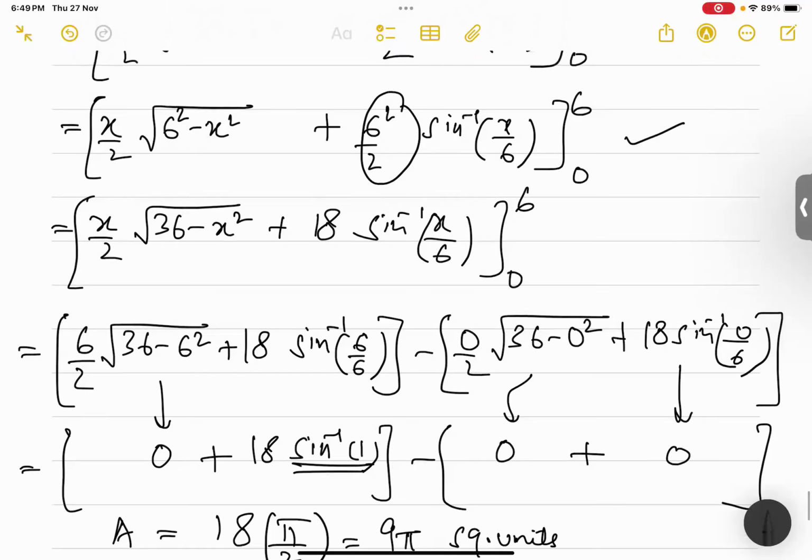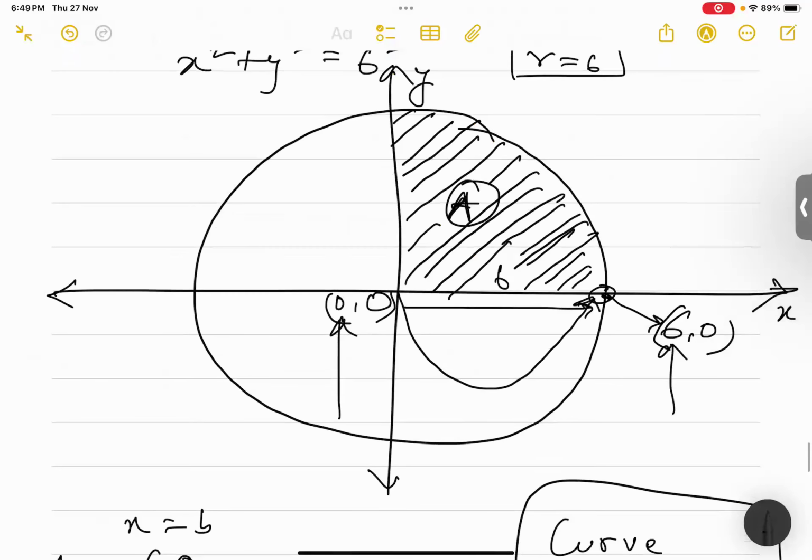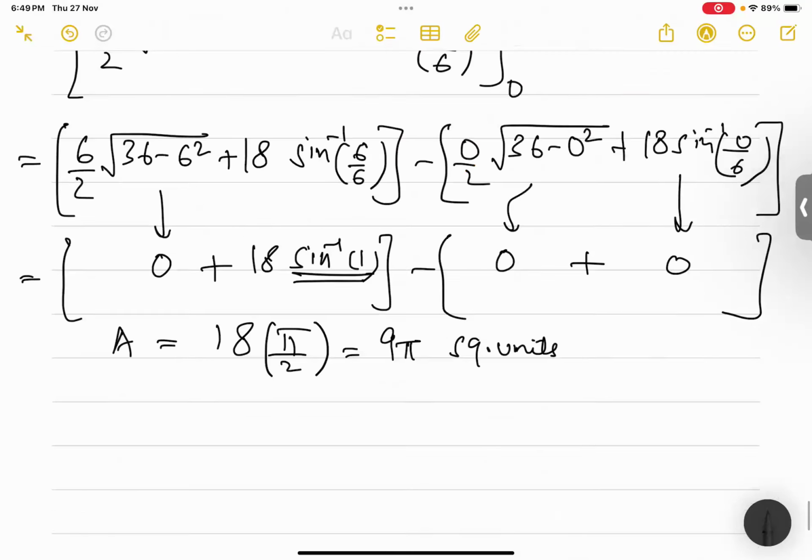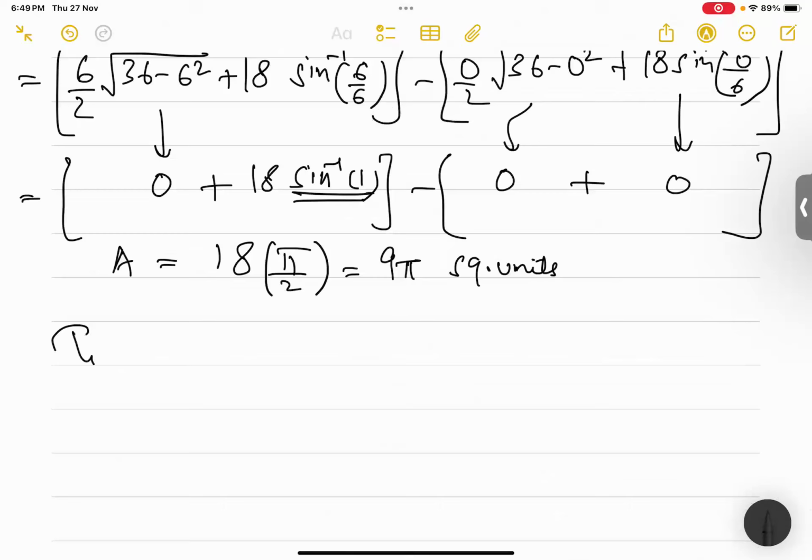Now look at this particular diagram. We require the area of the entire circle. We just have calculated A. So can someone tell me how to calculate the area of the entire circle? 4A, correct, because the diagram is symmetric. So total area is 4 times A.